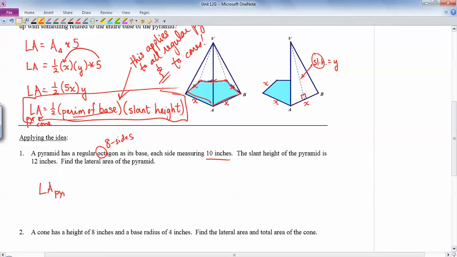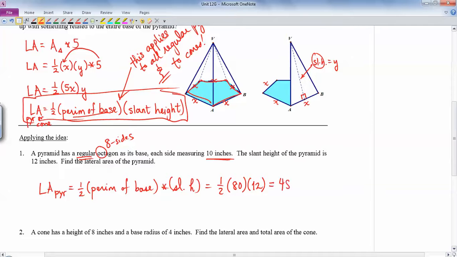Well, now we know if it's got a regular base, which it does, then we've got 1/2 perimeter of the base times the slant height. And this one's not too bad. Well, it's got 8 sides and each side is 10 inches, so 80 for the perimeter of the base. And then the slant height is already given as 12. So it's really just 40 times 12, 480 square inches for lateral area. So there's that one.